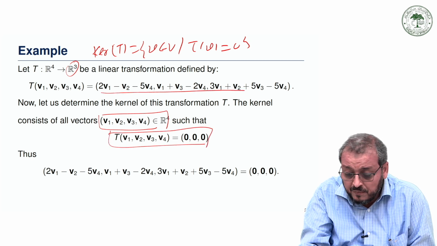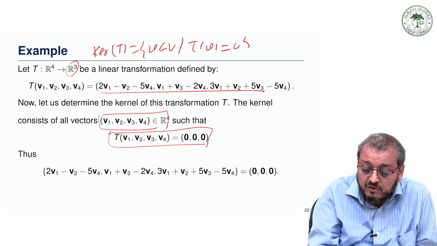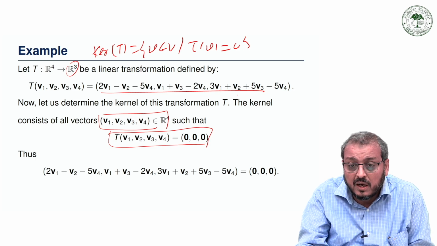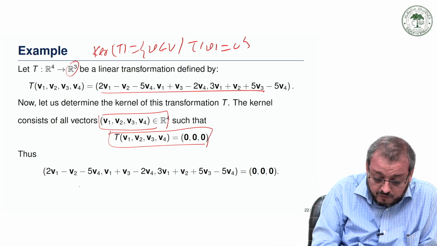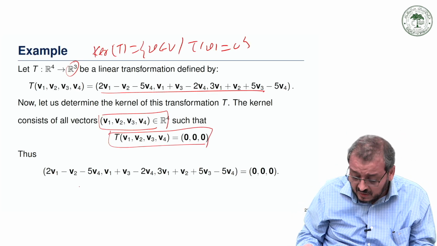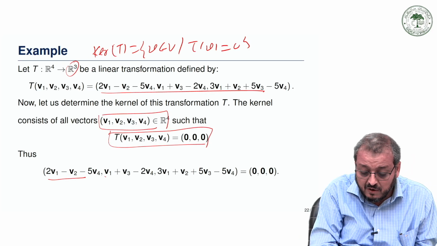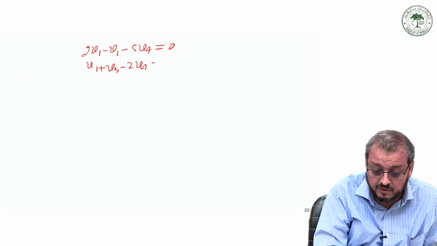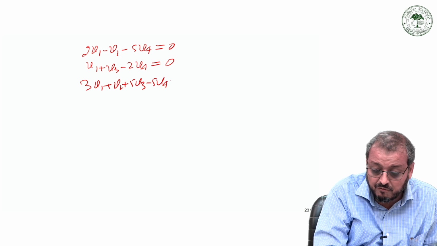Since T is defined in this form, we can write 2V1 minus V2 minus 5V4, then V1 plus V3 minus 2V4, and the third element is 3V1 plus V2 plus 5V3 minus 5V4. This clearly gives us the equations: 2V1 minus V2 minus 5V4 is equal to 0, V1 plus V3 minus 2V4 is equal to 0, and 3V1 plus V2 plus 5V3 minus 5V4 is equal to 0.